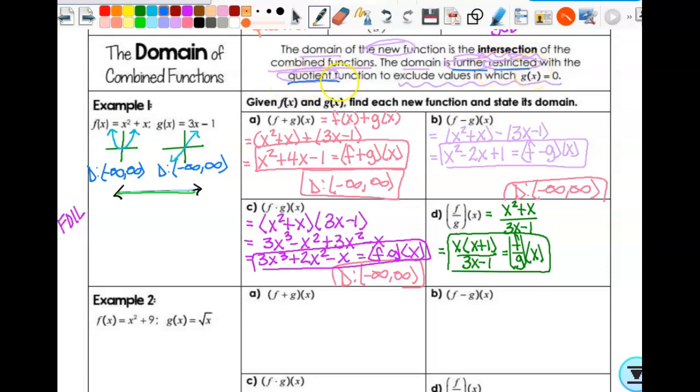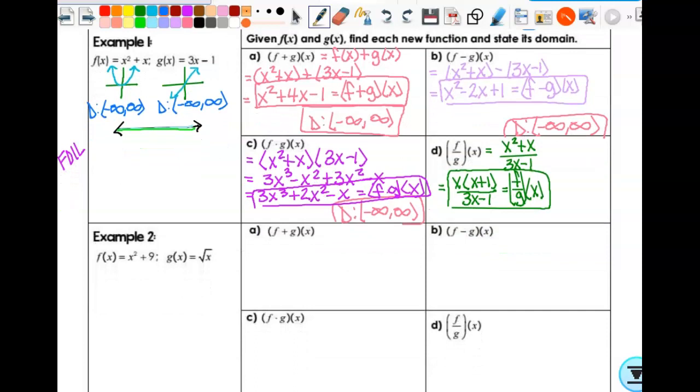All right, so now let's go back up here where it says the domain is further restricted with the quotient function, and that's what we're working with right here, to exclude values in which g of x equals 0. I'm not real happy with the fact that I put g of x, because on some of these it's g of x, but it's whatever the denominator is. It doesn't always have to be g of x. So just whatever your function is in the denominator. In this case, it is g of x, so I need to say g of x cannot equal 0.